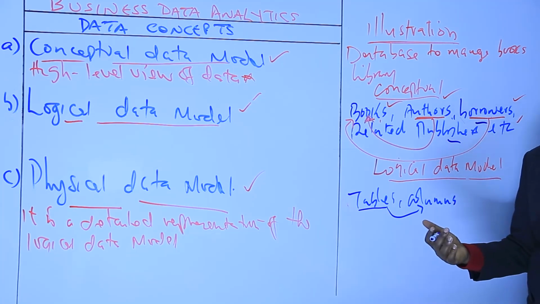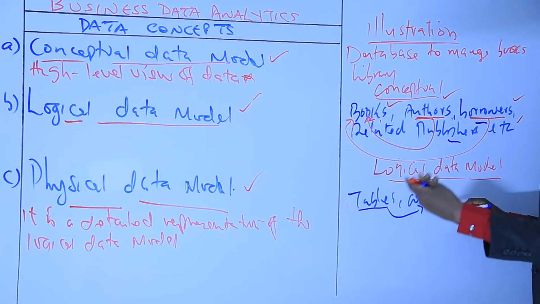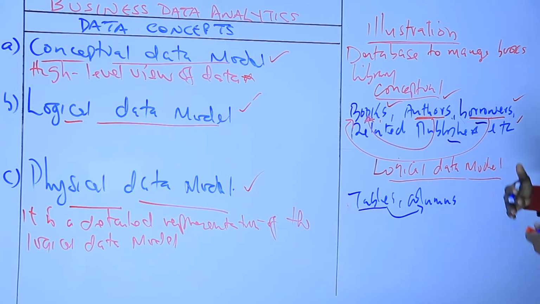For example, a book may have a foreign key referencing the author's table, indicating which author wrote the book, and so on. So those are now the details. Then we have the physical.